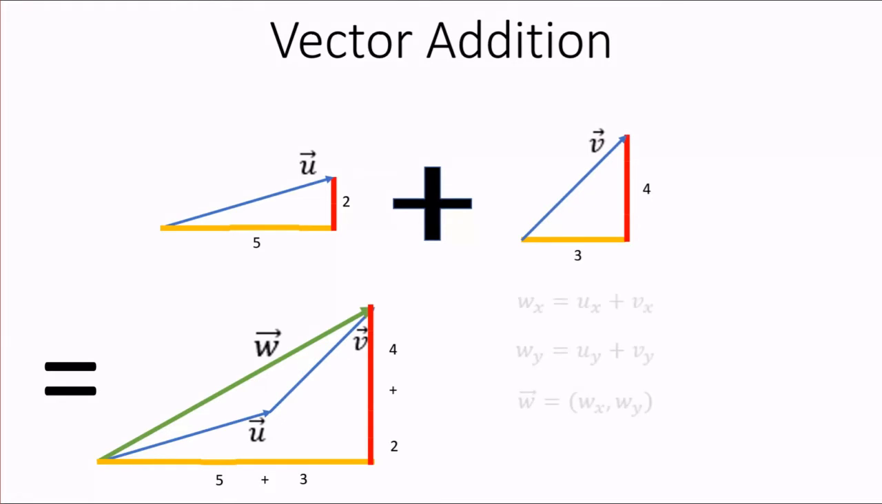We can write that with this notation, where the subscripts represent which component, x or y. In our case, we add together the 5 and 3 to get an x component of 8. We then add together the 4 and the 2 to get a y component of 6. Therefore, w is given by 8, 6.